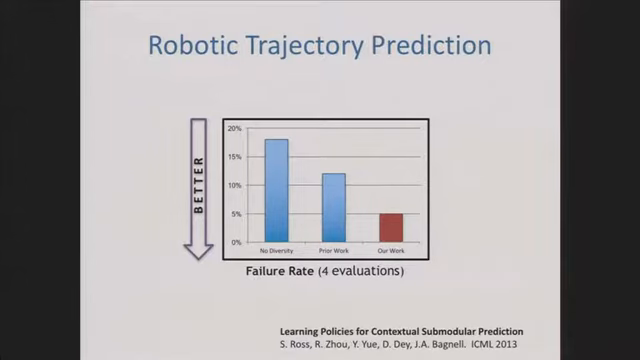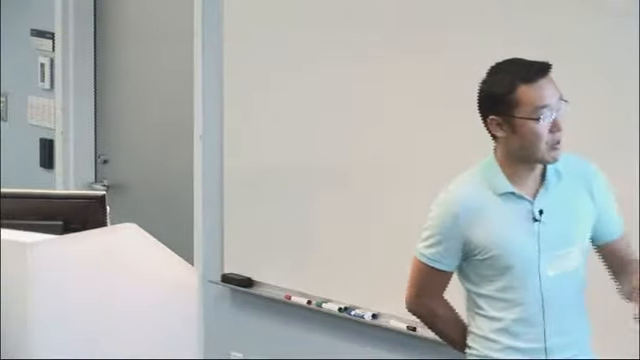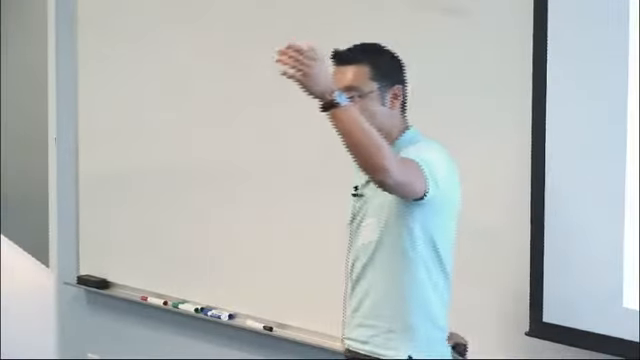Here's one simple empirical result. We have others in the paper. Here is the failure rate after four evaluations, so your budget is how many calls you make to the oracle. If you don't consider diversity at all, you just learn a model that predicts probability of success based on the environment, then rank based on that and go down the list. This is your failure rate after four evaluations, and this is our work. There are more results in the paper.